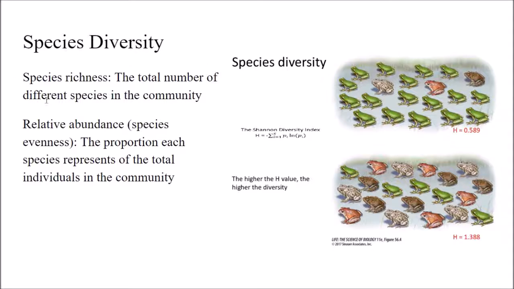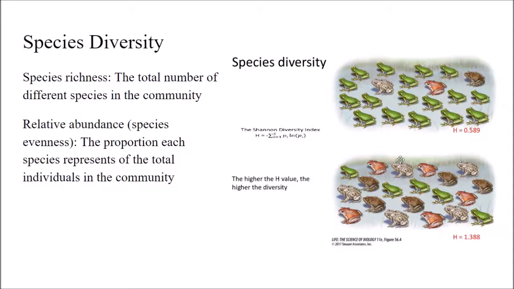But there are two components, the first being species richness, which is really just the total number of different species within the community. There's also species evenness, which sometimes is known as relative abundance, and that is looking at the proportion of each species being represented in the totality of the individuals within that community. So we have species richness and species evenness. These are two terms that often like to show up on exams, so it might be good to keep an eye on them as you are moving in your studies.